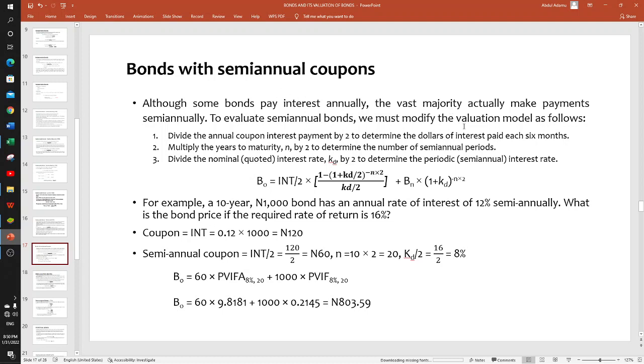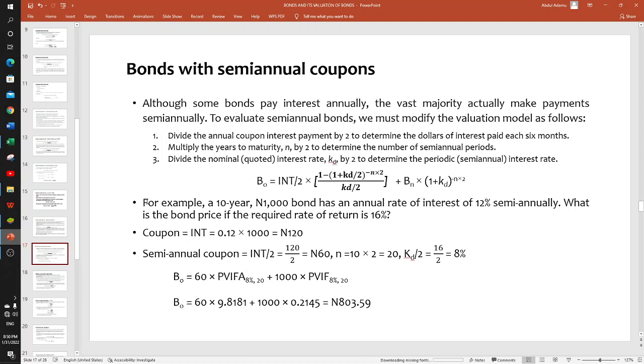To evaluate semi-annual bonds, we must modify our formula. First, you divide the interest by 2. We divide the rate by 2. This is how we modify the formula for compounding more than once in a year. We divide our required rate of return by 2 and multiply our period by 2. So we divide the coupon rate by 2, multiply the years by 2, and divide the nominal rate also by 2.